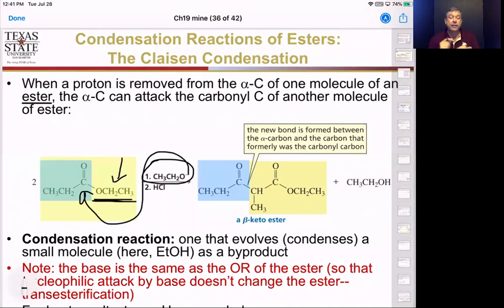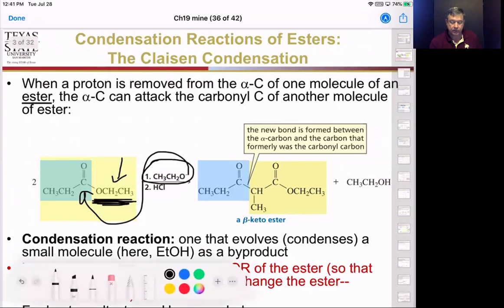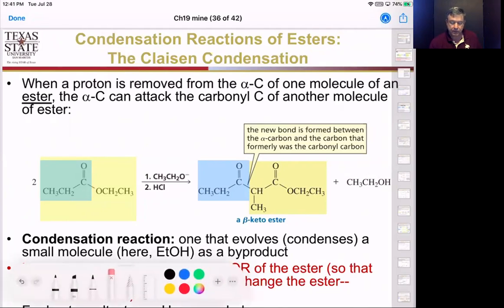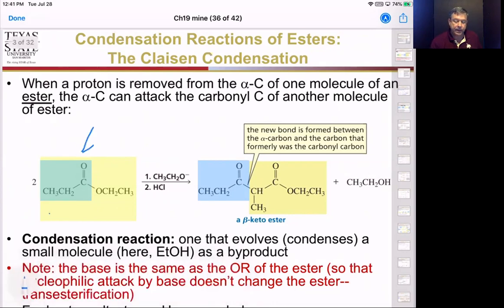Okay, and so you're going to get that transesterification. So you always want to use the exact same alkoxide base as the ester you have here. I just want to draw your attention to that before we get too far along. So in this case we have an ethyl ester, so we're going to use ethoxide as the alkoxide, and we're going to do that reaction.